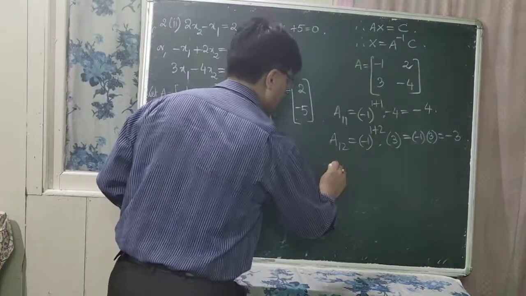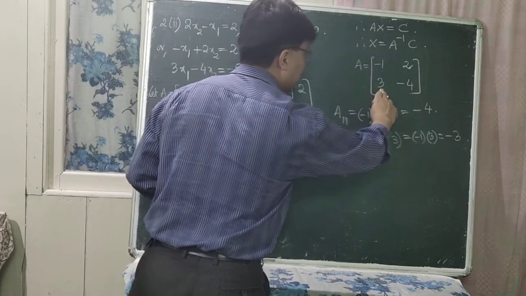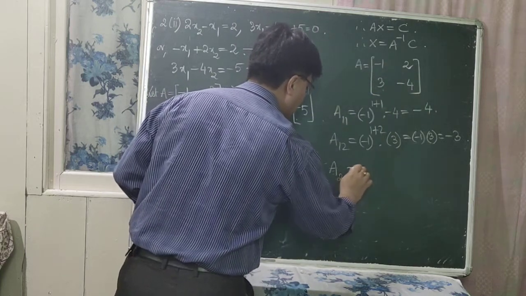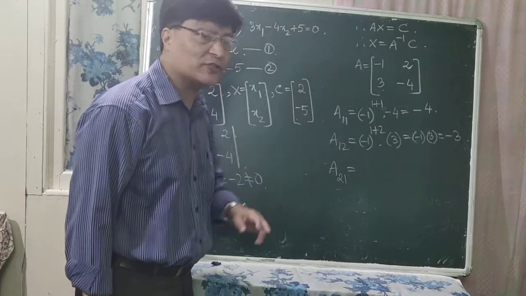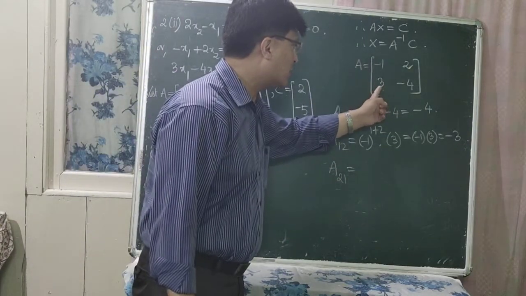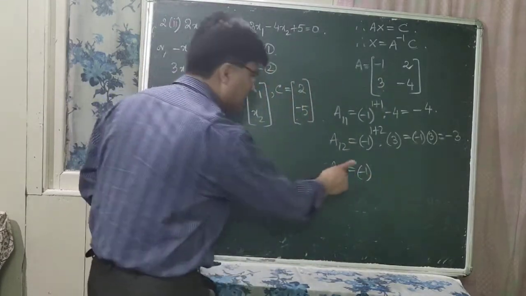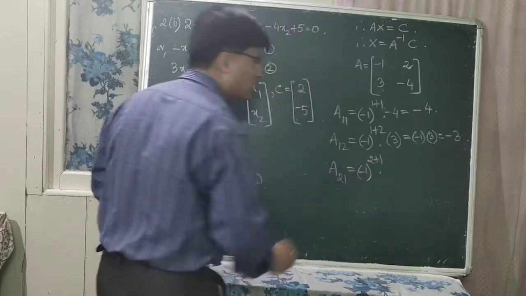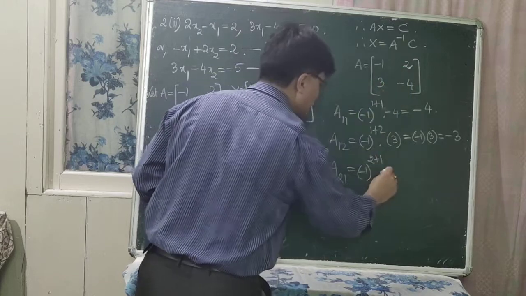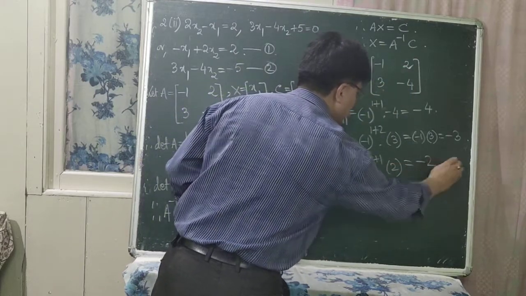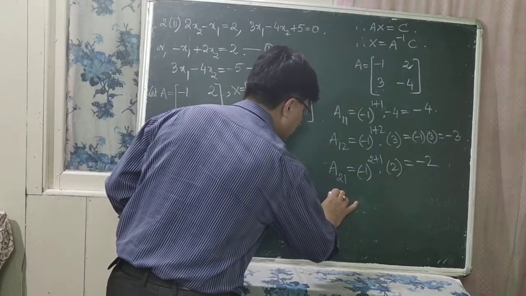Next, this is the element in the second row and the first column, isn't it? That is A21. That is the cofactor of the element belonging to the second row and the first column. That means 3. You have to find out the cofactor of 3. So first of all, consider the sign. Minus 1 whole to the power 2 plus 1 into, delete the row and the column through the element 3. Second row and first column are deleted. It remains only 2. So if we simplify it, what do we get? Minus 2. Right?